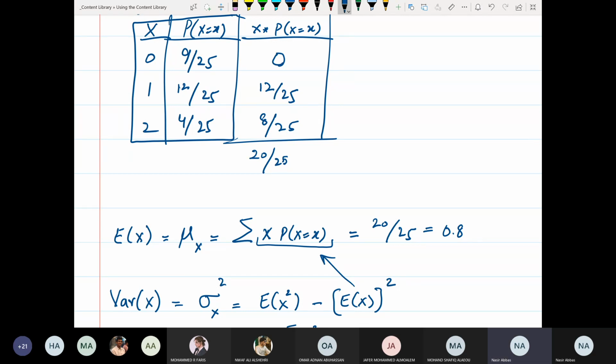So when you perform this experiment, on average, you expect 0.8 defective items in your 2 pickings. I can also say if you do this experiment a very large, infinite number of times, every time you will get a value of x. The average of those values of x will be 0.8.